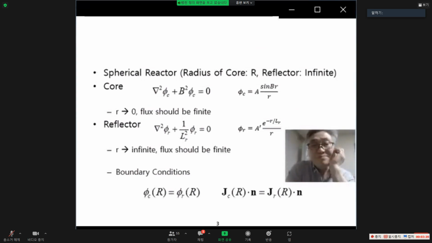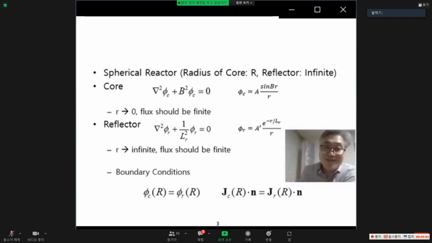Now, let's look at the governing equation. We consider the spherical reactor. Now, for the core region and reflector region: for the core region, the reactor equation; for the reflector, the diffusion equation, because in the reflector there is no fuel. So the reflector is only a moderator zone. This is just the media.